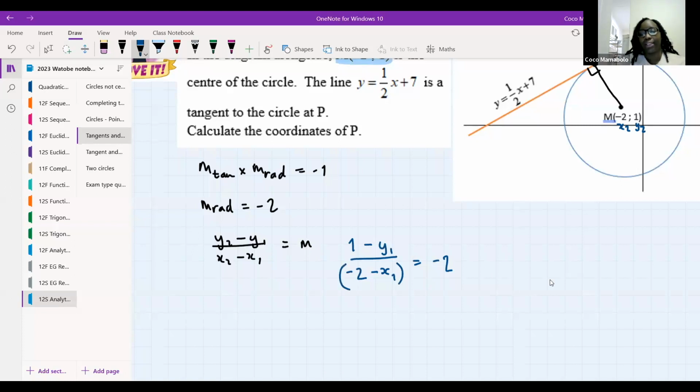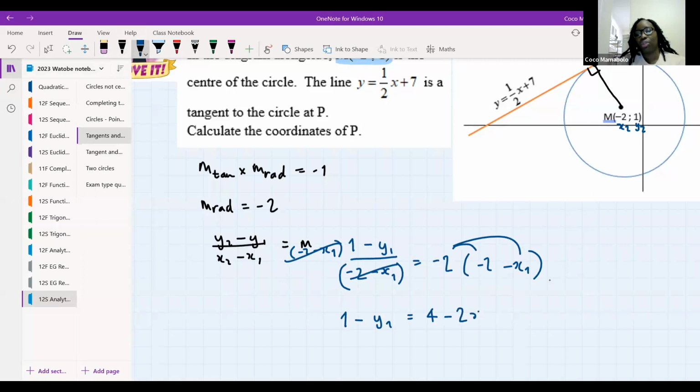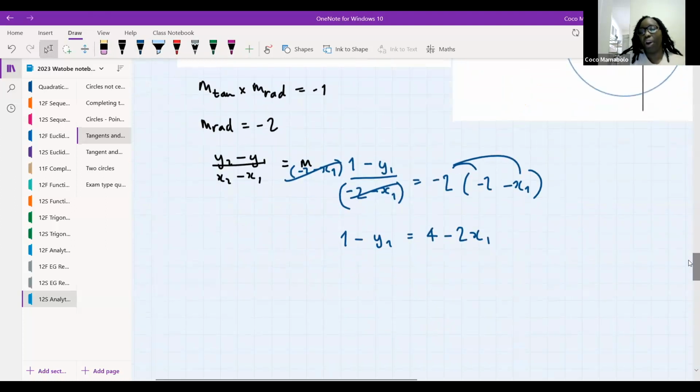So we're going to go back to the beginning either way, because what I'm going to do is multiply both sides by negative 2 minus x1. I'm actually multiplying it up here, so that those two can cancel. So what I will end up with is 1 minus y1 is equal to, and then I can distribute, I'm going to get 4 minus 2x1, and then I'm going to take this one over to the other side, and I'm going to end up with negative y1 is equal to 4 minus 2x1 minus 1. So negative y1 is equal to negative 2x minus 5.